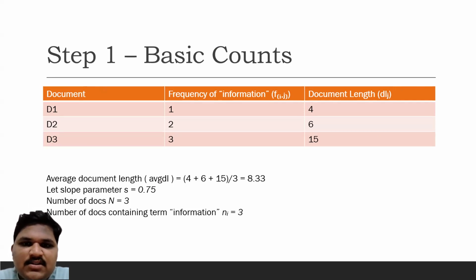For document 1, the frequency of information is 1 and the document length for document J is 4, as we have seen here. The frequency of the word information in document 2 is 2, and for document 3 it's 3. The average document length is 4 plus 6 plus 15 divided by 3, which is around 8.33. Let's take the slope parameter as 0.75, and capital N, the total number of documents, is 3. The number of documents containing the term information, Ni, equals 3.